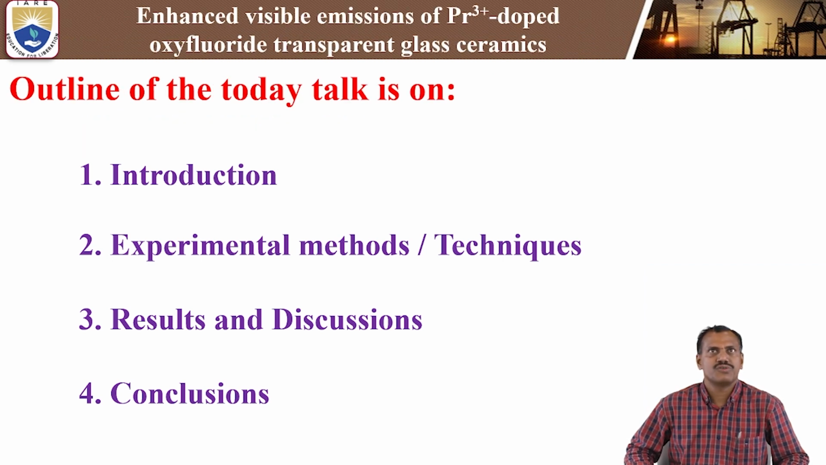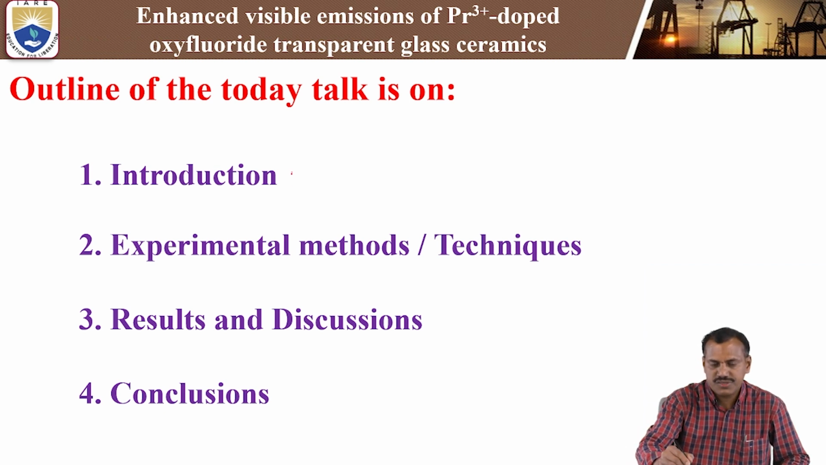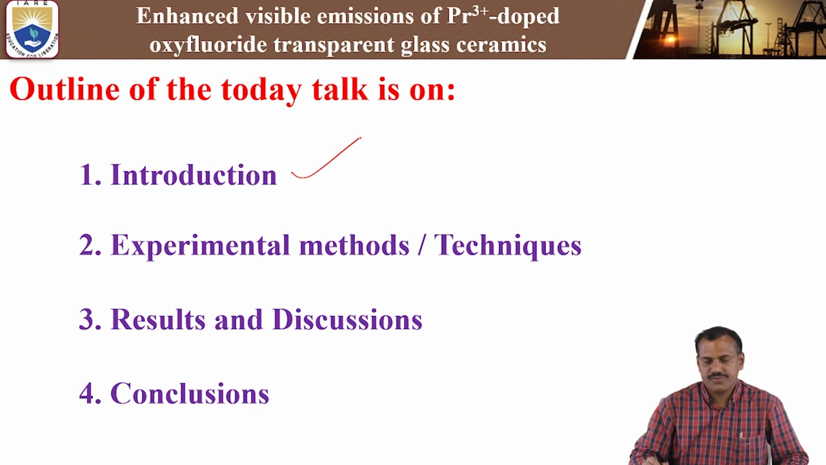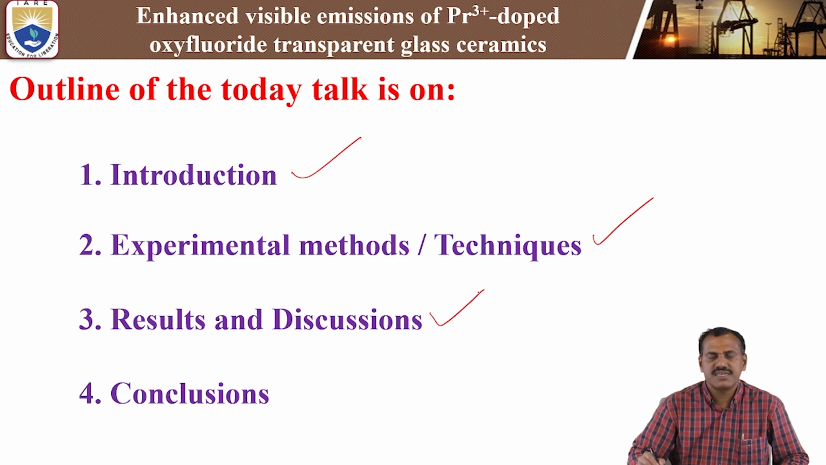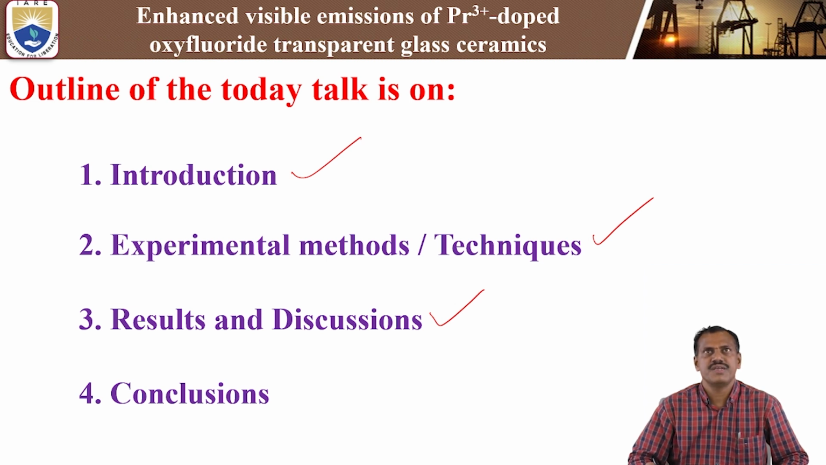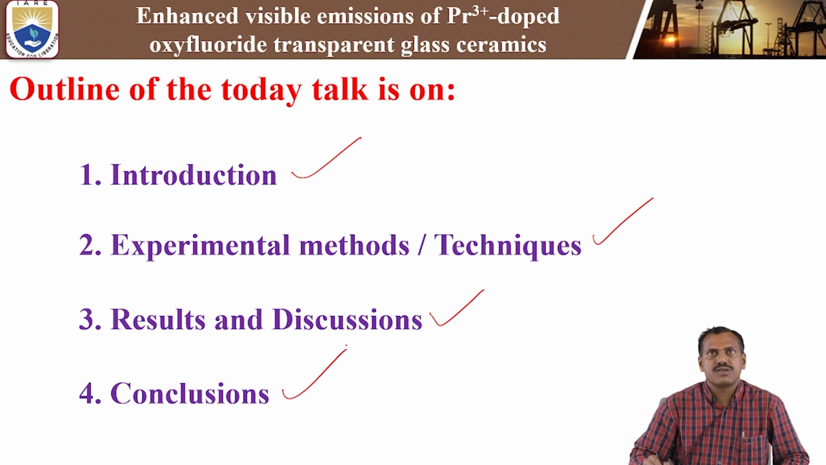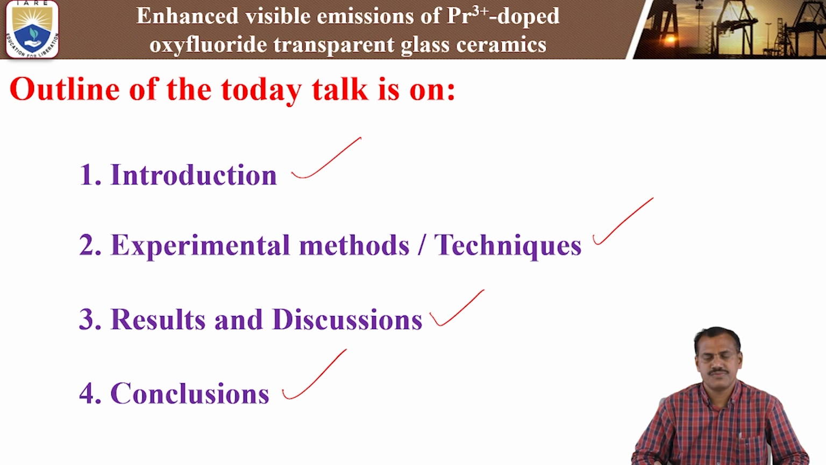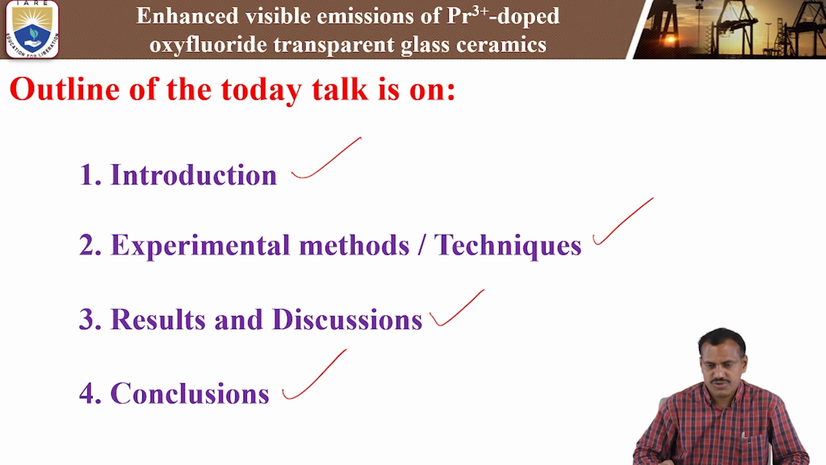Today we are going to discuss the enhanced visible emissions of praseodymium 3+ doped oxyfluoride transparent glass ceramics. The outline of today's talk is the introduction, the experimental methods and techniques, and the results and discussion. Finally, the conclusions on the enhancement of the visible emissions of praseodymium 3+ doped oxyfluoride transparent glass ceramics, which also contain strontium fluoride nanocrystals. This is one of the important materials for photonic applications.